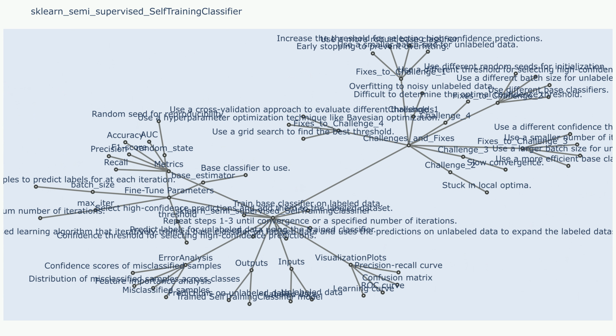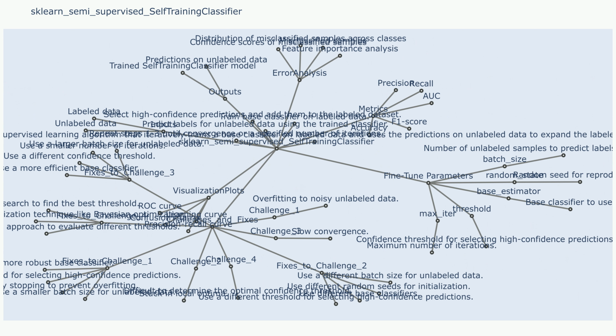Visualization plots. Learning curve. A learning curve plot can be used to visualize the model's performance, e.g., accuracy on both the labeled and unlabeled data as a function of the number of iterations. This can help identify if the model is overfitting or underfitting the data. Confusion matrix. A confusion matrix visually presents the model's performance by displaying the number of correctly and incorrectly classified instances for each class. It can help identify specific weaknesses in the model's predictions.